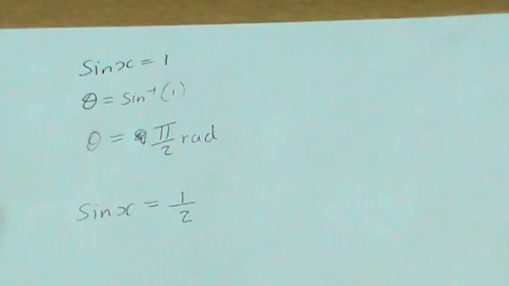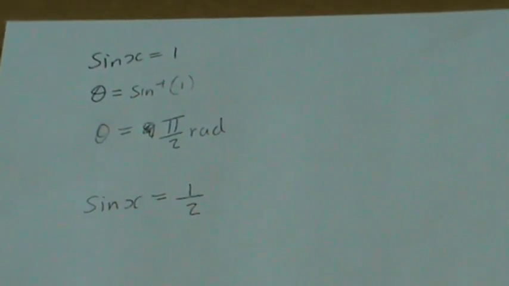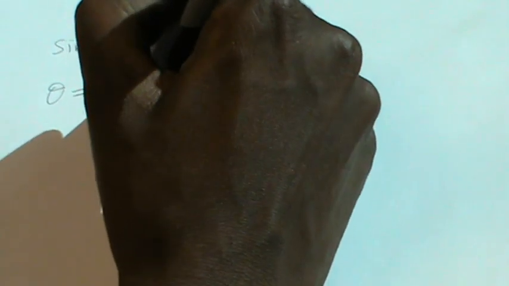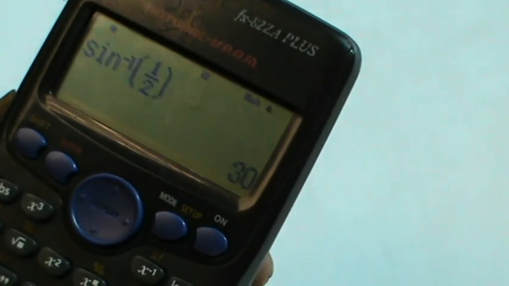Then I have to look at the second part. The second part said sine x is equal to a half. What I need to do is find my reference angle. So theta here is equal to sine inverse of a half. Again, just do this one on your calculator. Sine inverse of half, and you get 30. But remember, your angle must be in radians, so 30 degrees is equal to pi over 6 radians.